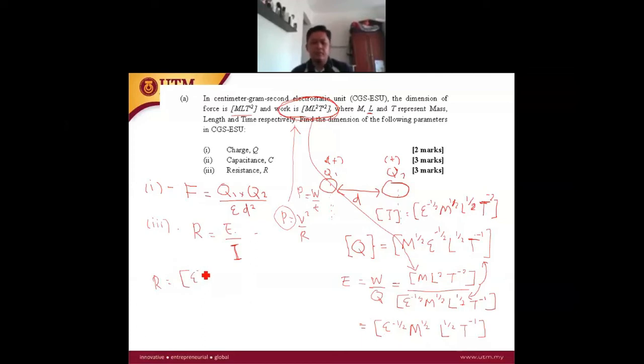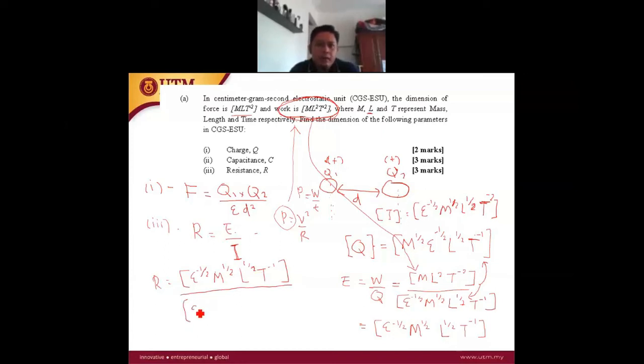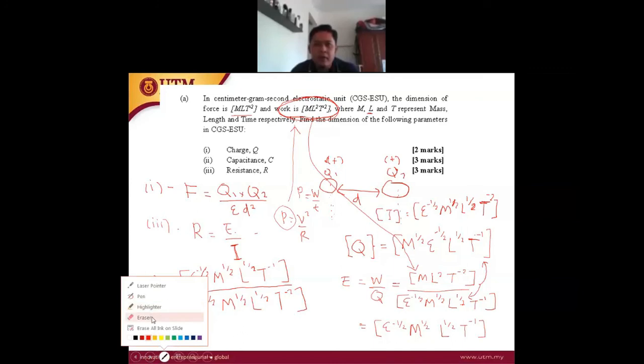In this question, in centimeter gram second electrostatic unit, CGS-ESU, the dimension of force is [MLT^-2], and work is M multiplied by L^2 T^-2, where M, L, and T represent mass, length and time respectively. So find the dimension of the following parameters in CGS-ESU.